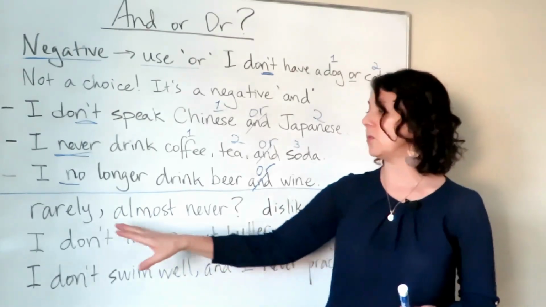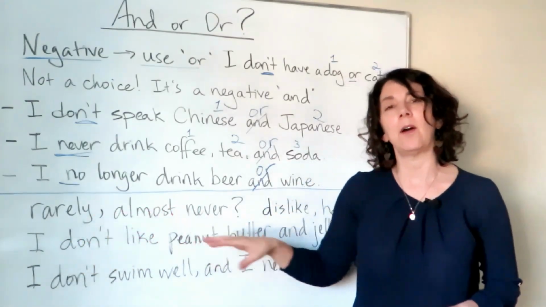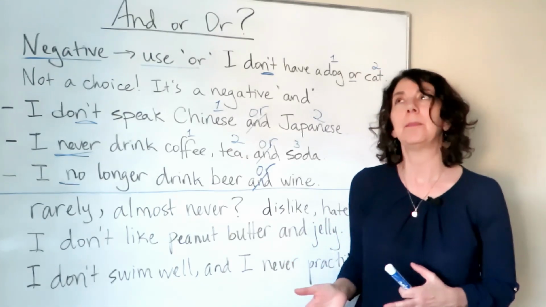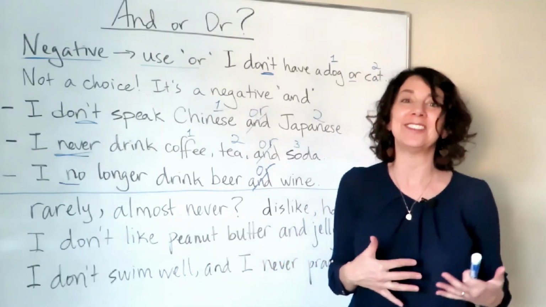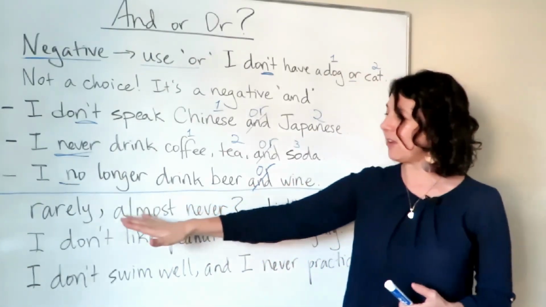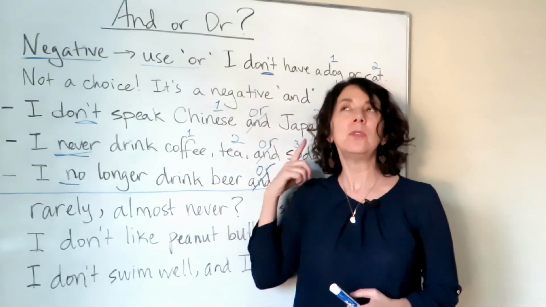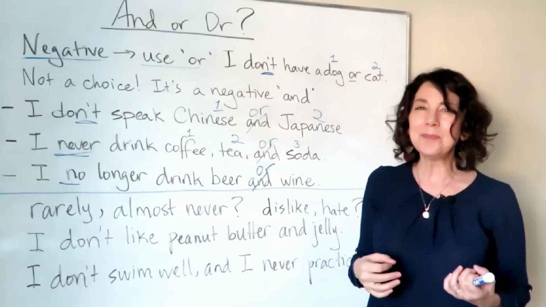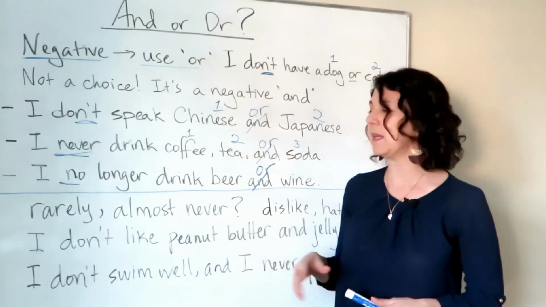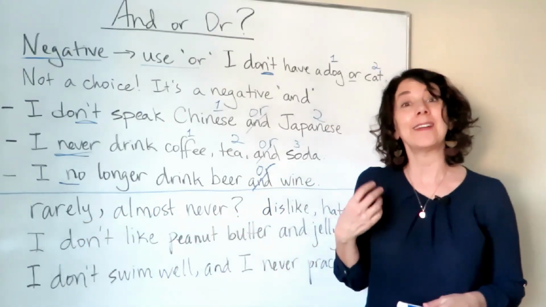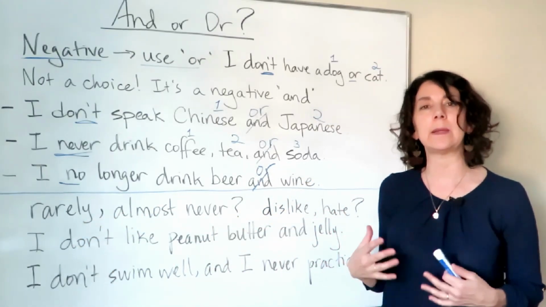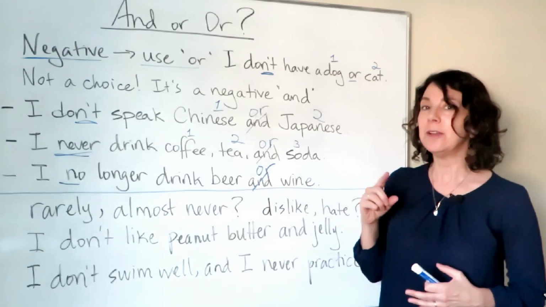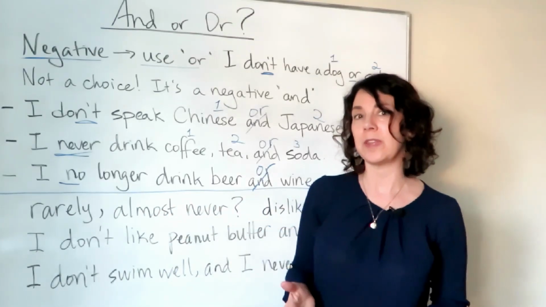First of all, what do we do with the adverbs "rarely" and "almost never"? Well, these are tricky because they aren't exactly negative, but they are more negative than affirmative. So for "rarely" and "almost never," you will usually hear English speakers use "or," but sometimes they might use "and," because these adverbs are not completely negative. They don't exactly make the sentence a negative sentence. So you could hear both. If you can, try to remember to use "or" for these.